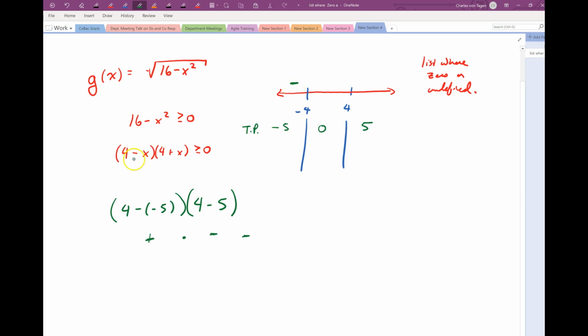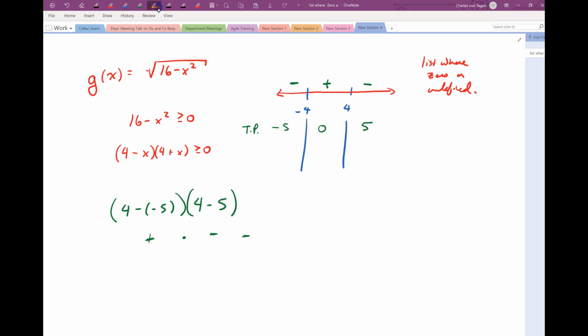Similarly, if I plug in a 0 into this expression, we'd have 4 minus 0, that's positive, and 4 plus 0, that's positive, and the product of two positives is again a positive. And if we plugged in 5, we'd have 4 minus 5, that's negative, 4 plus 5, that's positive, and the product of a negative and a positive would make any value we pick from this region result in a negative value. So now we return to the original inequality that we're trying to solve. We're trying to determine where this thing is greater than or equal to 0.